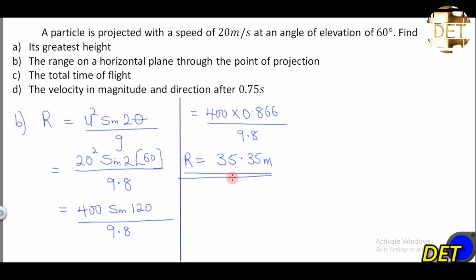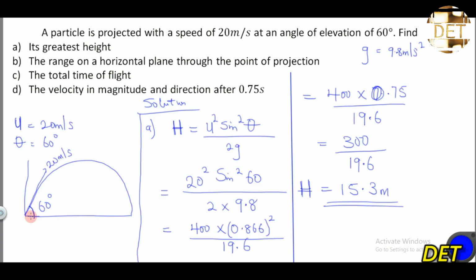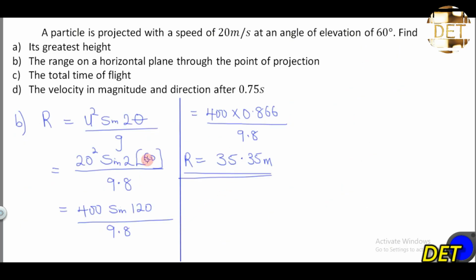35.35. So my range is what? 35.35 meters. So the range, like I said, is the total horizontal distance from the point of projection to where the projectile hits the projection plane. So our range, we have calculated it to be what? 35.35 meters. And the maximum height we've calculated to be what? 15.3 meters.